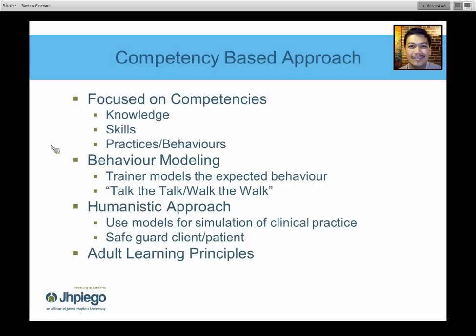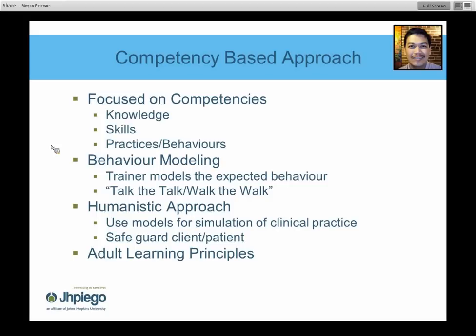The other part that we put into our practice is what we call humanistic approach, which uses models for simulation of clinical practice. Before we would like the new provider to work with clients, we want to be sure that they know the steps, they become competent on the steps using the model before proceeding on to the next stage, which is working with clients. This would ensure and safeguard clients' and patients' well-being.